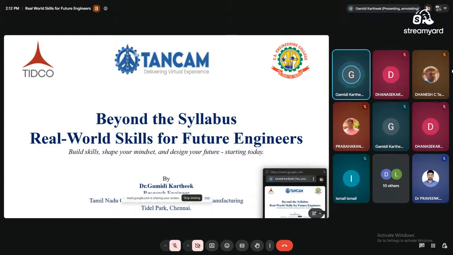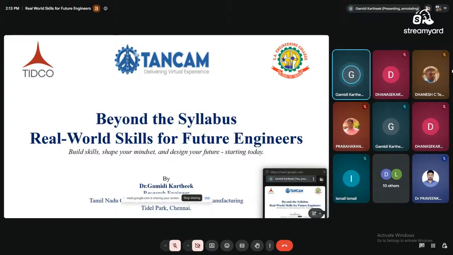We have a good connect with SA Engineering College. We have a spoke center established, and it is a very active spoke center, like other spoke centers. We recently organized a couple of workshops as well. SA Engineering College, in association with TANCAM, is taking many initiatives for promoting 3D experience and 3D technology to the students of SA Engineering College.